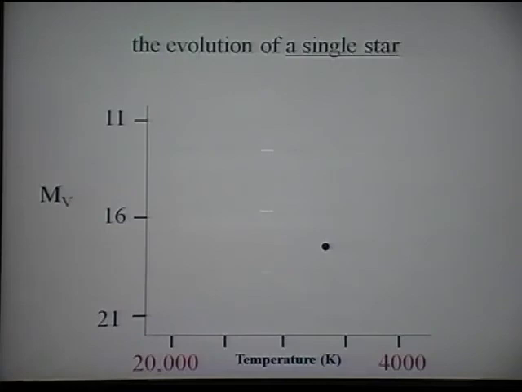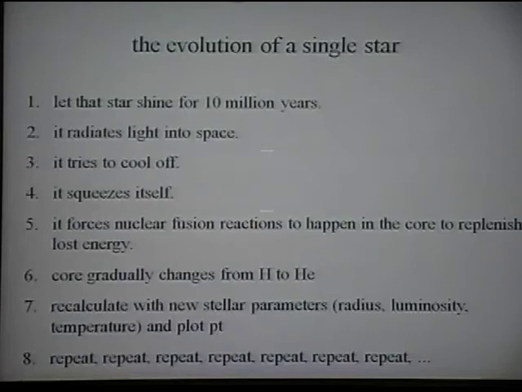The star is going to shine for about 10 million years. It's going to lose some light to space, lose a little mass. It'll try to cool off. It'll squeeze itself a little bit, so it'll get a little bit hotter. The nuclear reactions go a little bit faster. And we're going to do this every 10 million years. So here's what happens to that star.